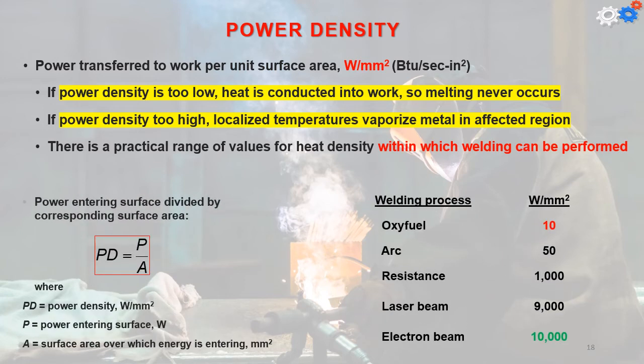The calculation of the power density can be simply applied by using the equation that the power density is equal to the power entering the surface divided by the surface area over which the energy is entering. The unit is going to be watts per square millimeter. Different welding processes have various ranges of power density.